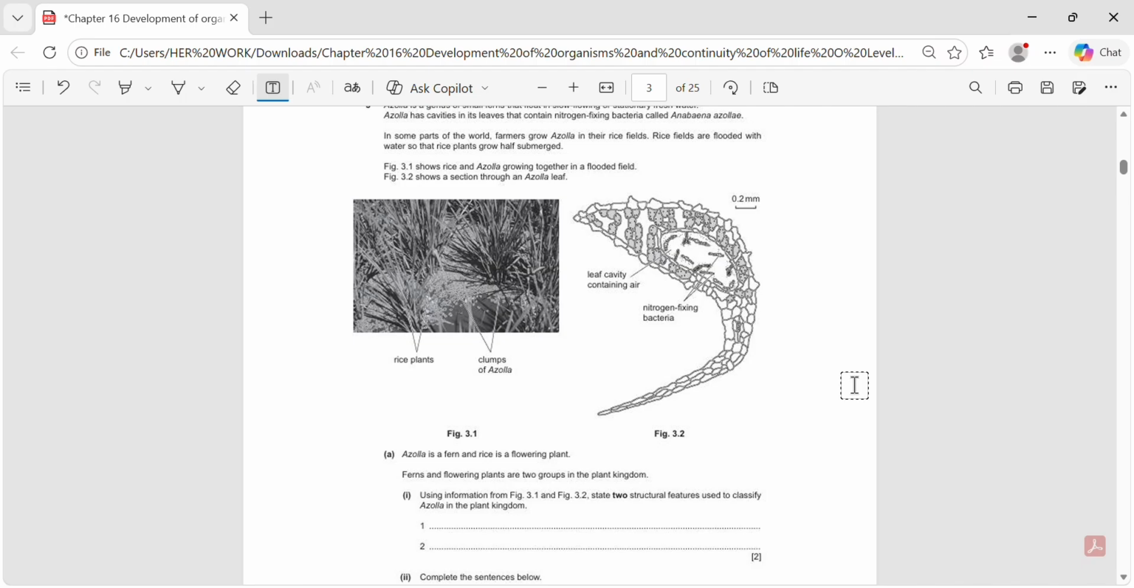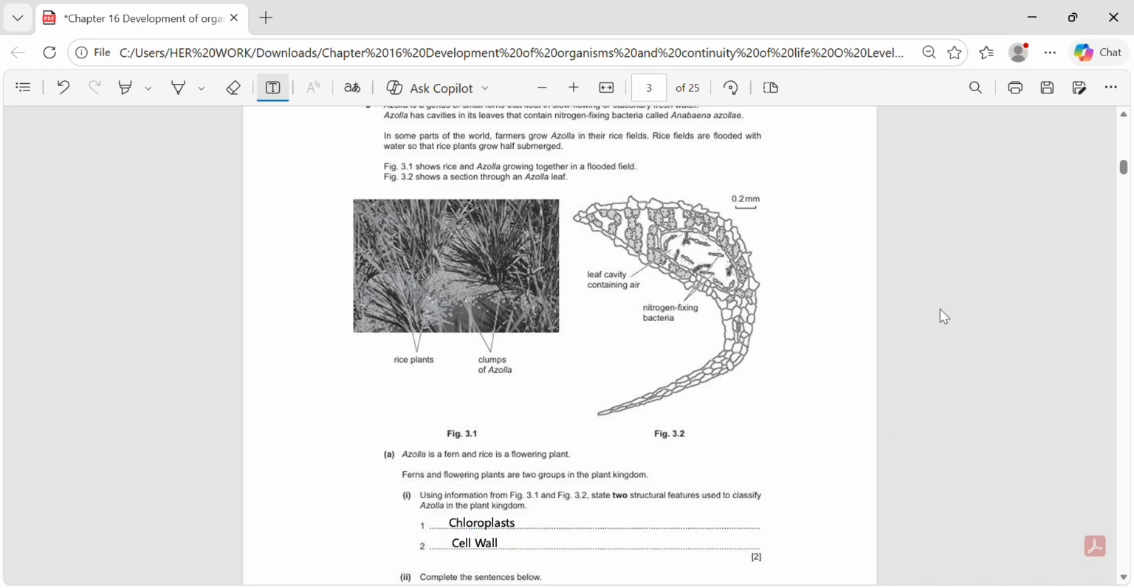In simple understanding, this question is asking us to identify basic plant features that show Azolla belongs to the plant kingdom. From the diagram and general knowledge, we look for structures that are common in plants, such as parts inside the cells or features that help in photosynthesis and support. So here, we just need to name two such structural characteristics. The answer is Azolla is classified in the plant kingdom because it has chloroplasts and cell walls.